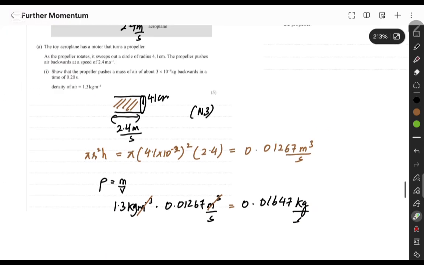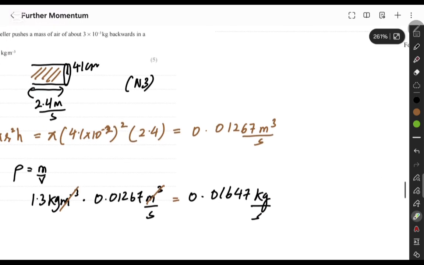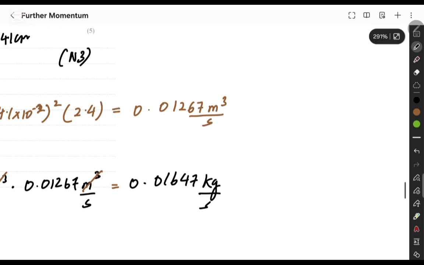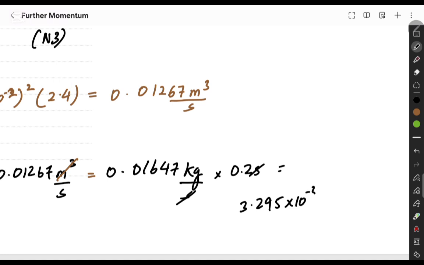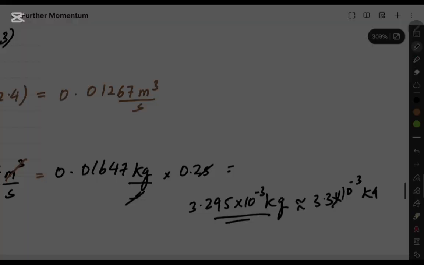But we don't want it for every second, we want it for 0.2 seconds. So I'm going to multiply this by 0.2 seconds. The seconds cancel out, and times 0.2 that's going to give me 3.295 times 10 to the power of minus 3 kg. And that's approximately 3.3 times 10 to the power of minus 3 kg.